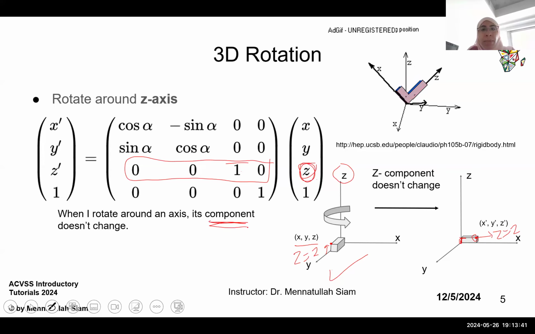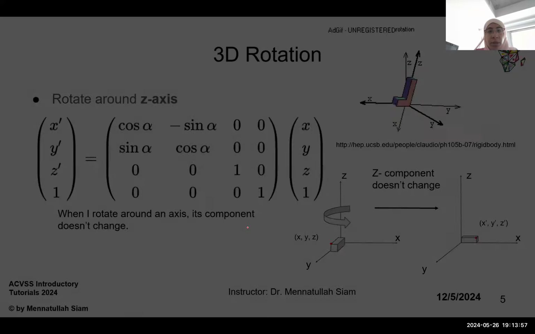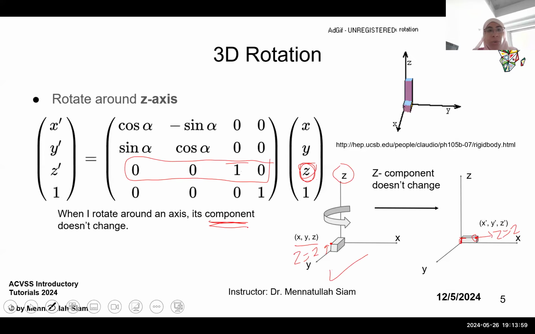Before we go into showing you the y and the x as well, rotating around the y and x, I want to just confirm one thing. Here, when I do cosine, negative sine, sine, cosine, I'm rotating with this angle, alpha. Now, if I want to do the inverse of a rotation, what do you expect I will do?